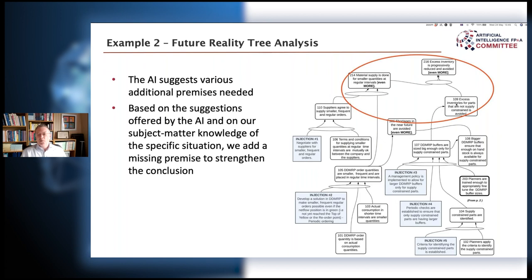So, in addition to avoiding the excess inventories for parts that are not supply constrained, we also need to make sure that material supply is done for smaller quantities at regular intervals. And that way, we're going to progressively reduce and avoid excess inventory. So this is a way to use it for that type of analysis.